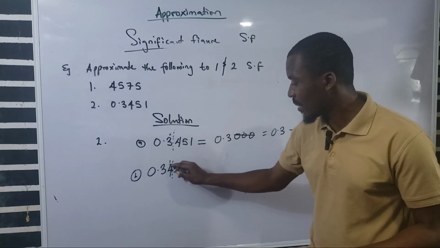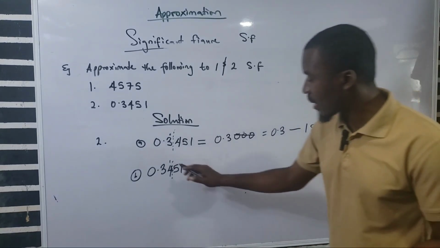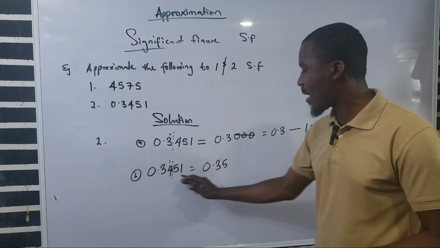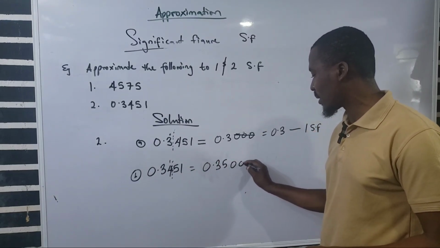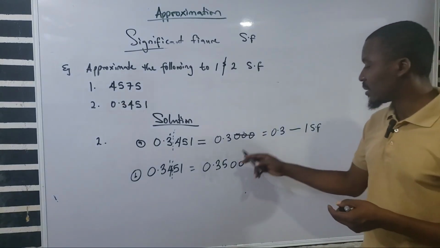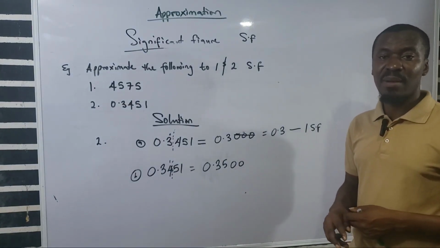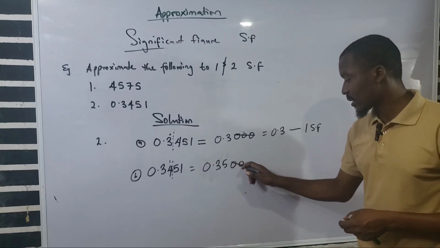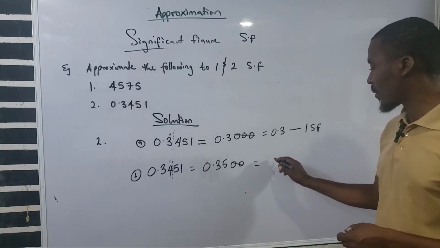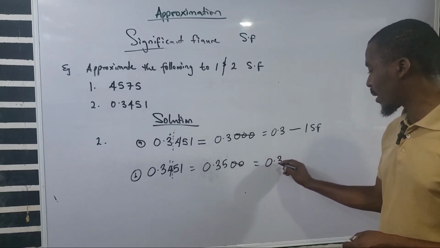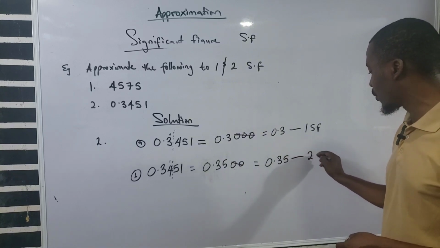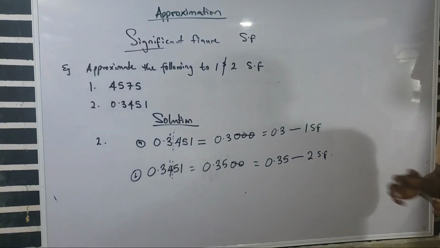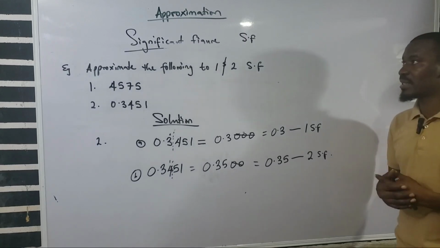So that will make you add 1 here. When you add 1, you are going to have 0.35. Every other thing turns towards 0. But remember, zeros after the decimal point for a decimal number will not be what? Significant. So that will give us 0.35 to 2 s.f. Okay, so that's how to solve problems on significant figures.